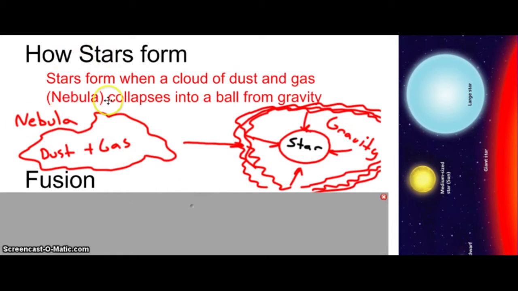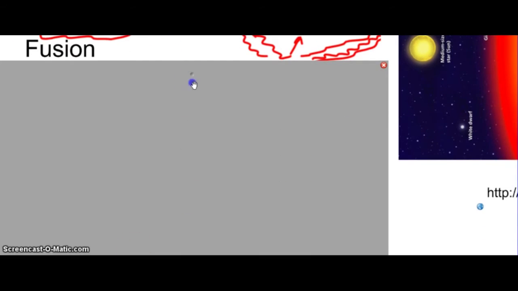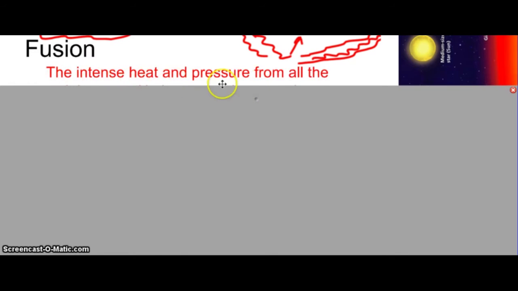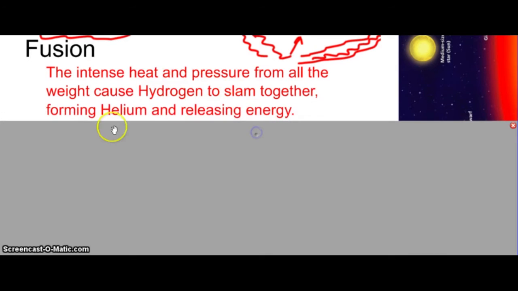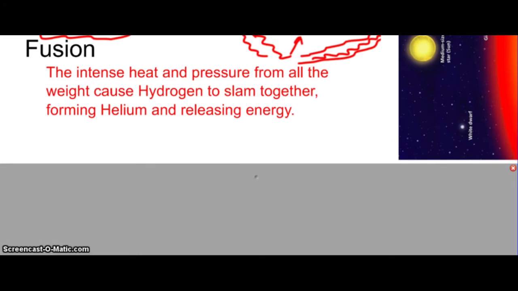That's how stars form. You start with a nebula, gravity makes it lump, and it starts falling in and in and in until you have enough mass for something called fusion to happen. So fusion. What is fusion? Fusion is when you take two hydrogen atoms and slam them together to get lots of energy by creating helium. But in short, the intense heat and pressure from all of the weight cause the hydrogen to slam together and form helium. And in forming helium like this, it's releasing just a ton of energy.